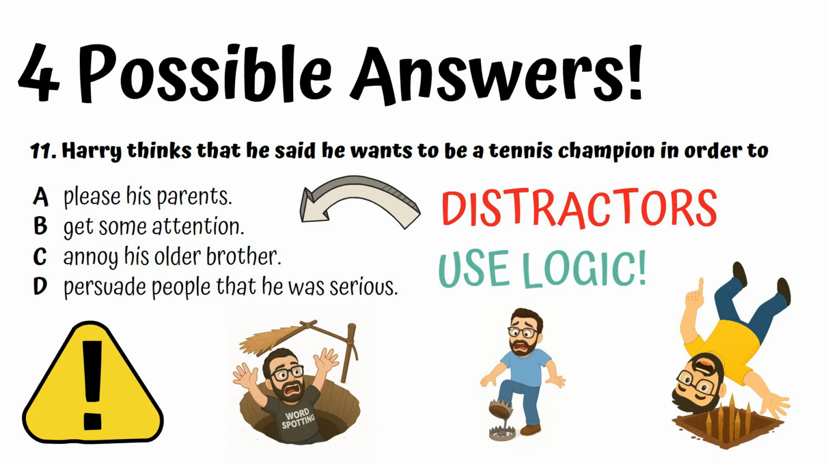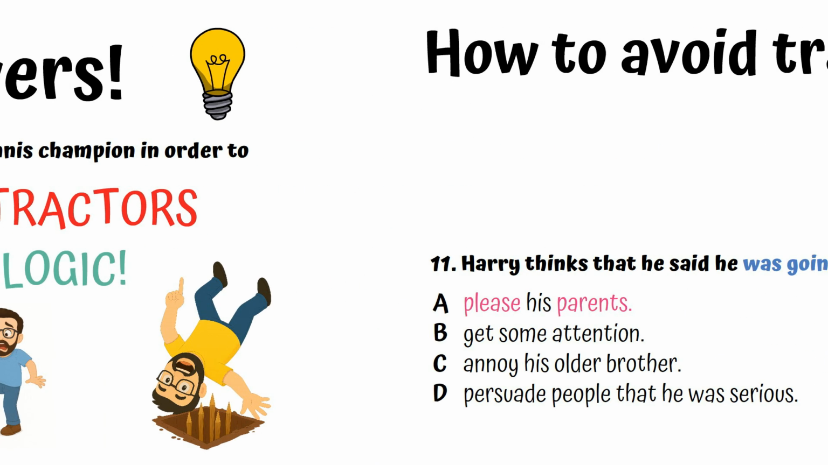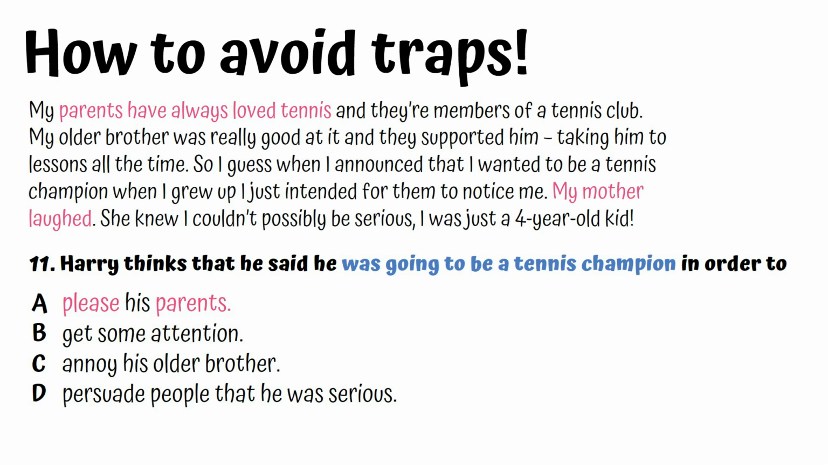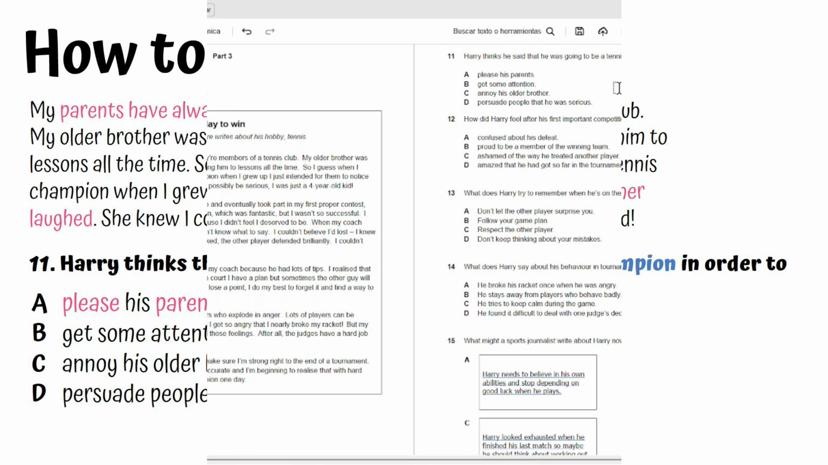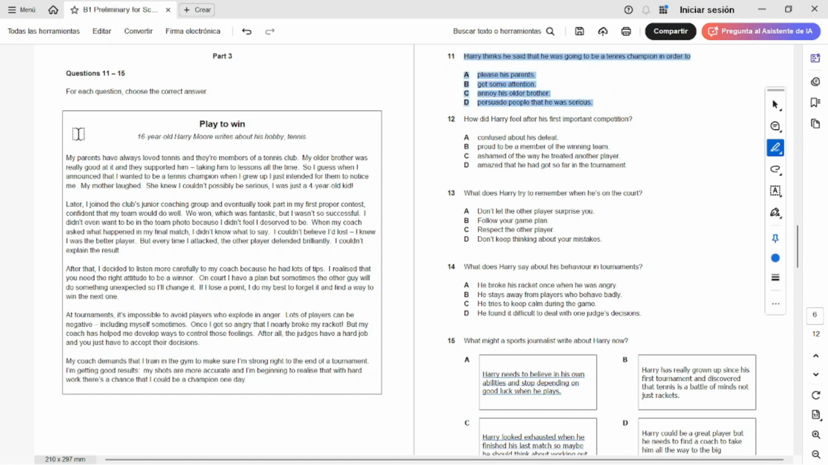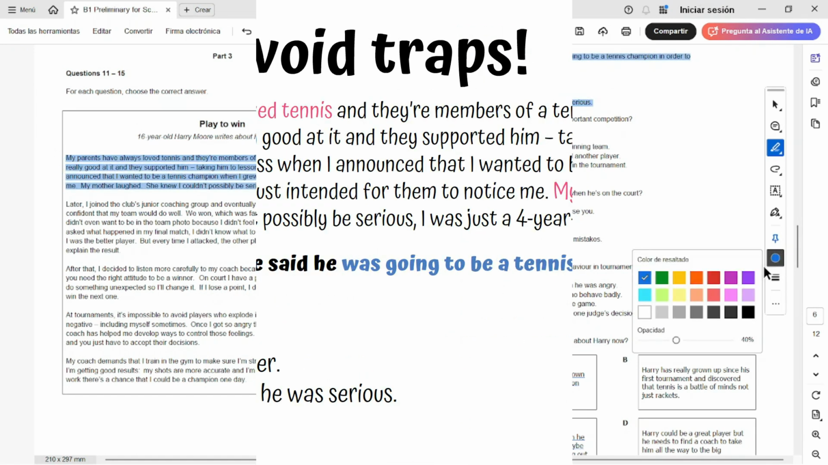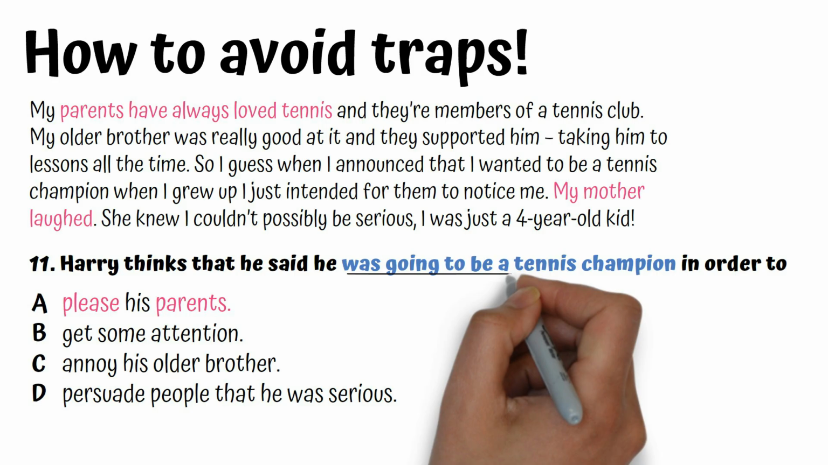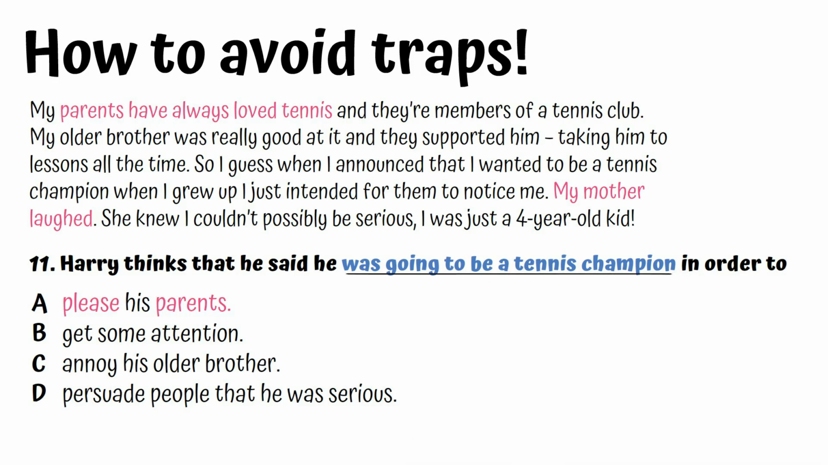A strong reader should try to use logic to avoid traps. For example, let's look at question 11 and the text from the first paragraph. Because remember, the first question is normally about the first paragraph. First, it's important to identify key information in the question. In this case, we are looking for why Harry said that he was going to be a tennis champion.